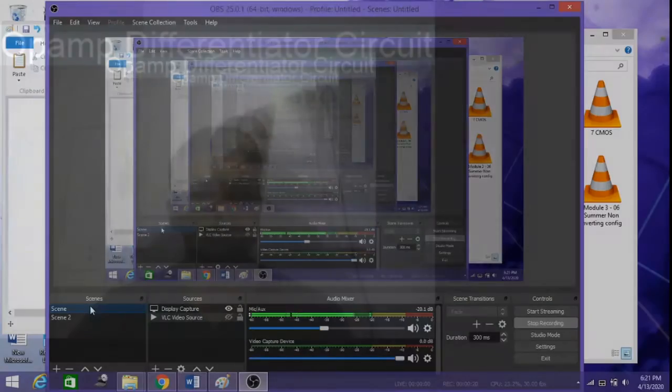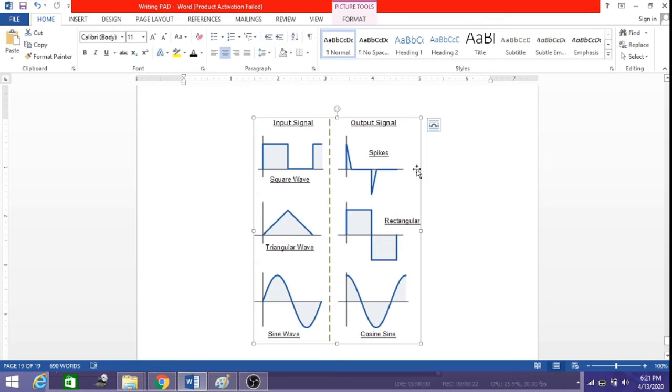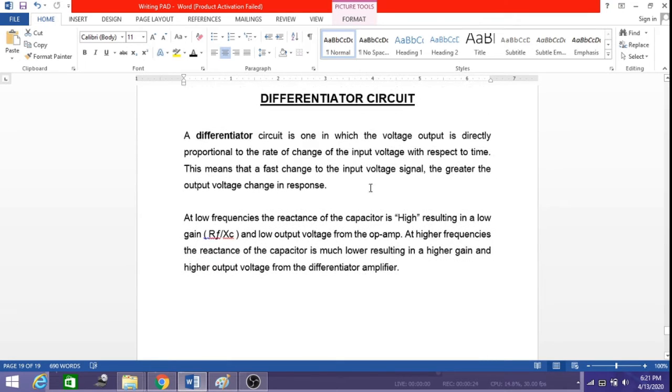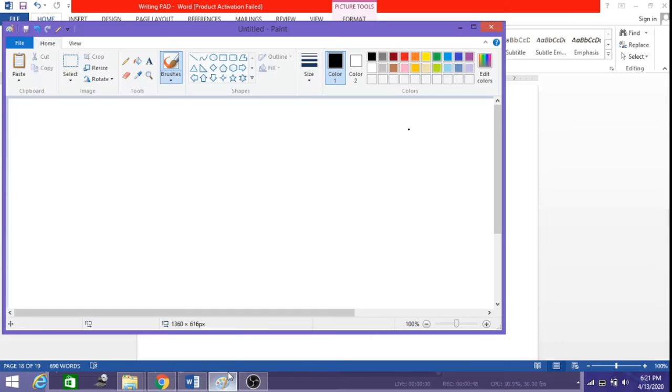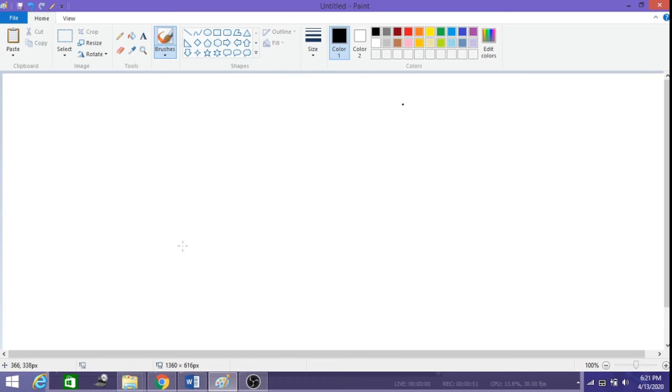So now switch back to our screen. Let us see another definition of a differentiator circuit. A differentiator is a circuit in which the output voltage is directly proportional to the rate of change of input voltage with respect to time. So this means that the faster the change in the input voltage, the greater the output voltage change in response. This we will see with respect to the circuit. Now let us see the circuit here on the screen.